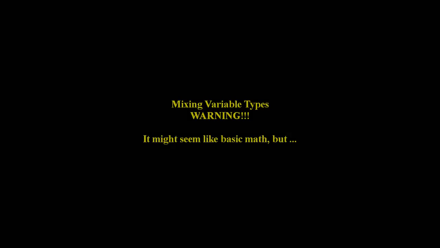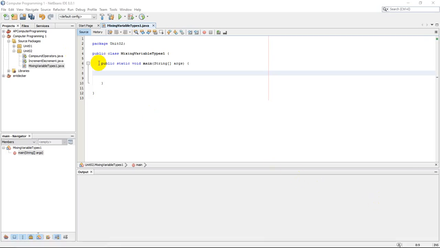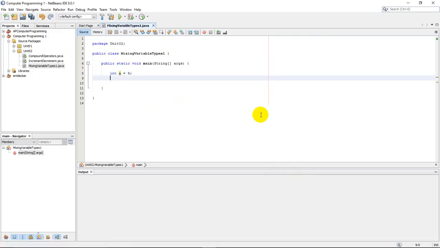This video is going to talk about a major, very important piece of programming: what happens when you mix data types or variable types. A classic example is when you're working with a variable and you initialize it as an integer. And remember, an integer cannot be a decimal, so maybe I'll just take the number 9 here.